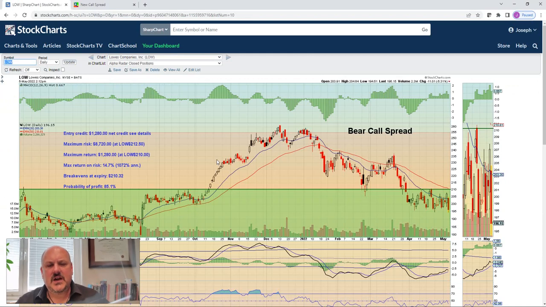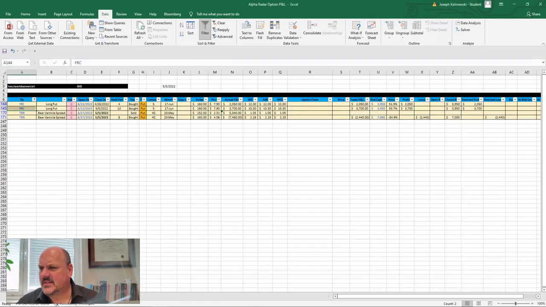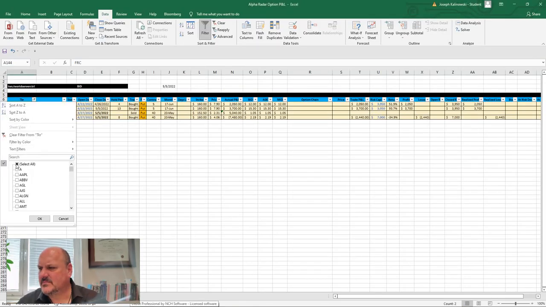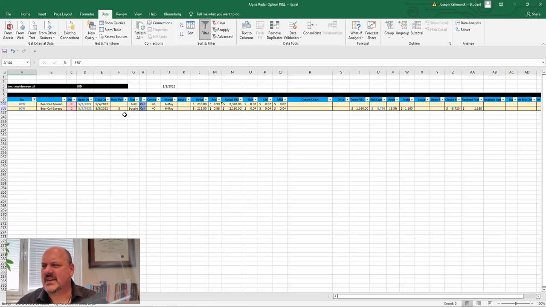Here's Lowe's. This was a bear call spread, and I closed it out. We're in profits. They were getting a little long in the tooth. The expiration was coming up. So this is what I did. I had sold the May 6th, that's expiration for tomorrow, 210 strike price for 90 cents, and I bought the May 6th, 212.50 strike price for 58 cents. So there was a spread there. I made about 13% on the trade.